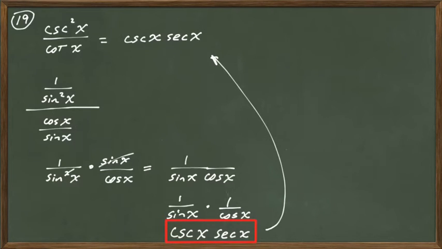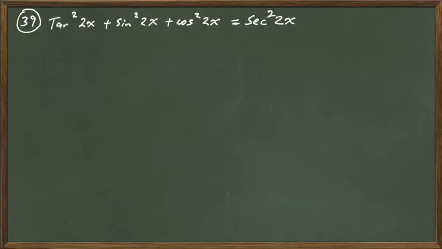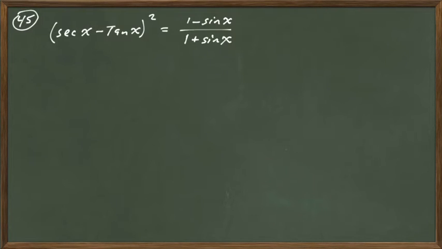So 19, I rewrote cosecant as 1 over sine, and it's squared. That's right here. Cotangent, I wrote as cosine over sine. Stay, change, flip, multiply by the reciprocal, re-express it, you get cosecant times secant. Now 45 I was asked, right? Let me see if it's in order. Let's go 45, why not? See what we can get.